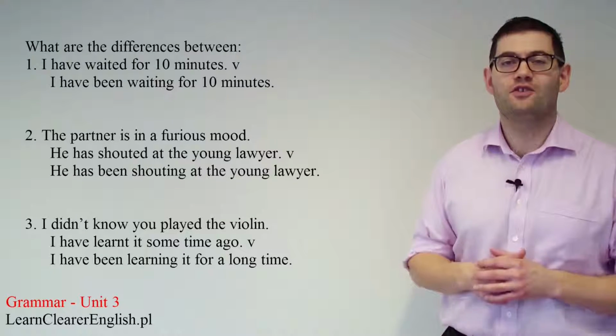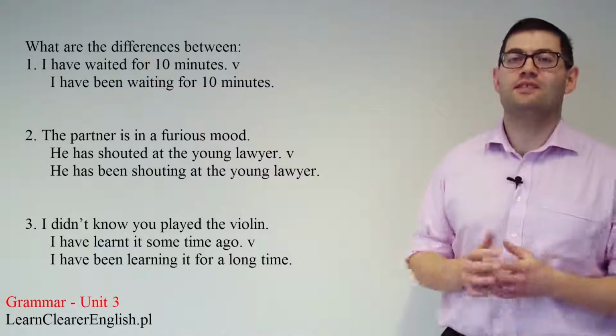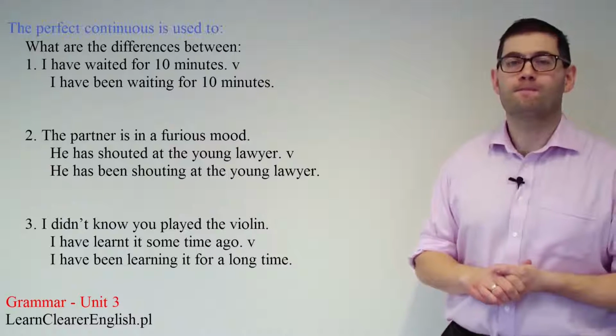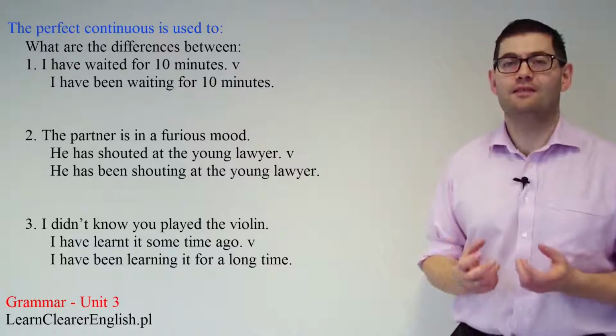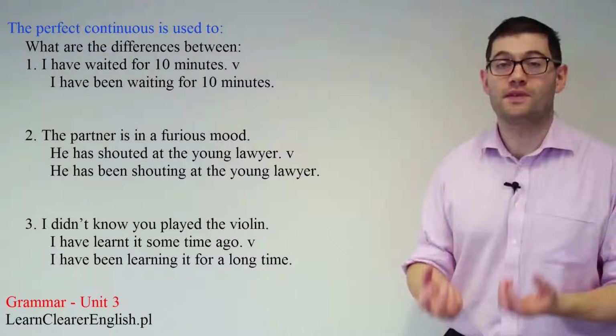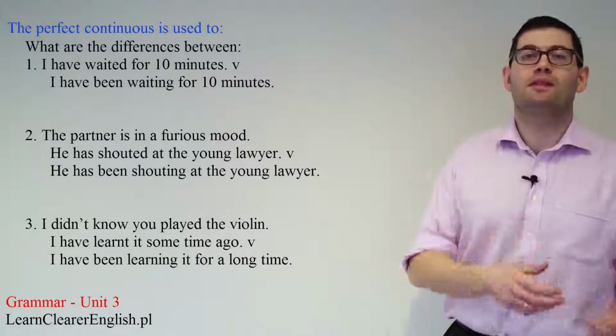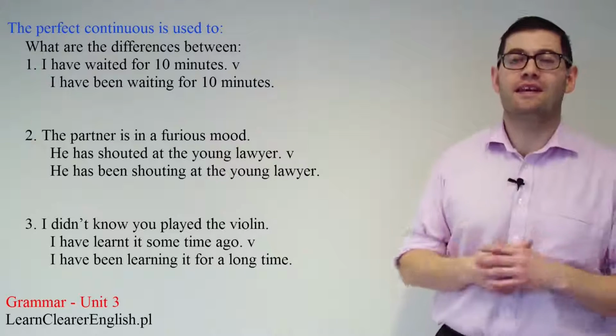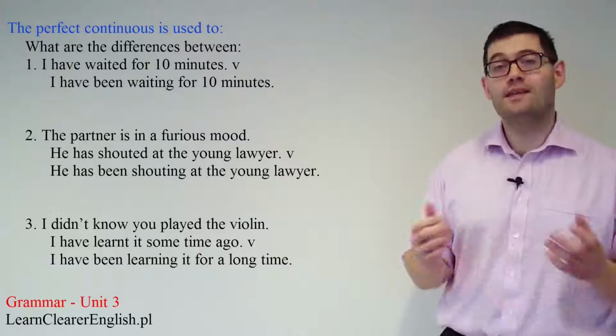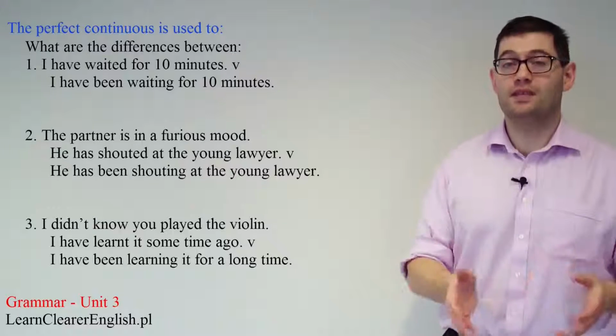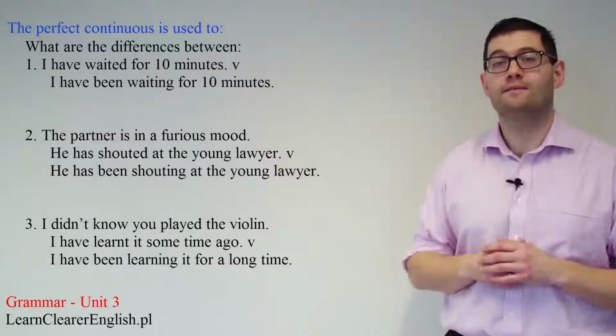Okay, now you've had a good chance to have a good think, let's go through the sets of sentences one by one. "I have waited for 10 minutes" focuses on the completion of the activity. If you remember the last unit where we looked at the emphatic have, this is quite similar. Here you're simply stating that the activity was done and has been completed.